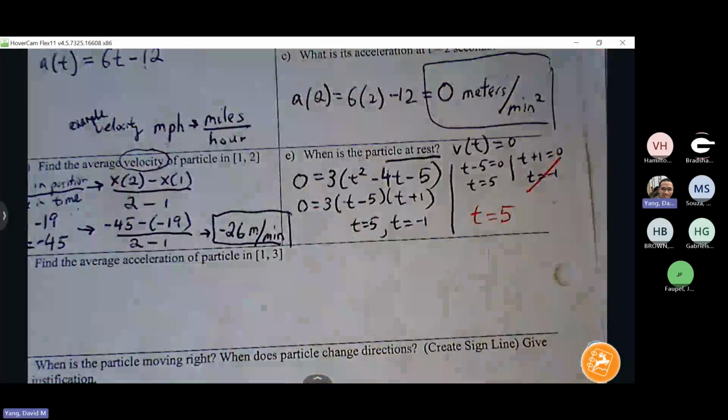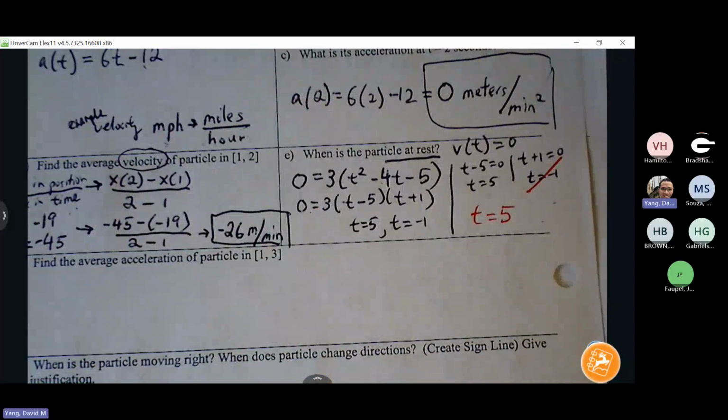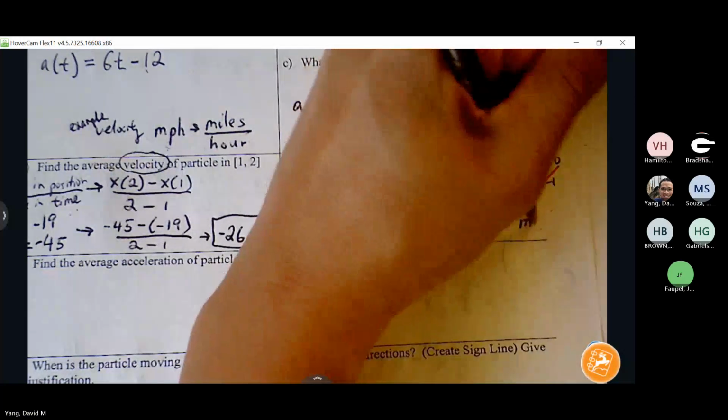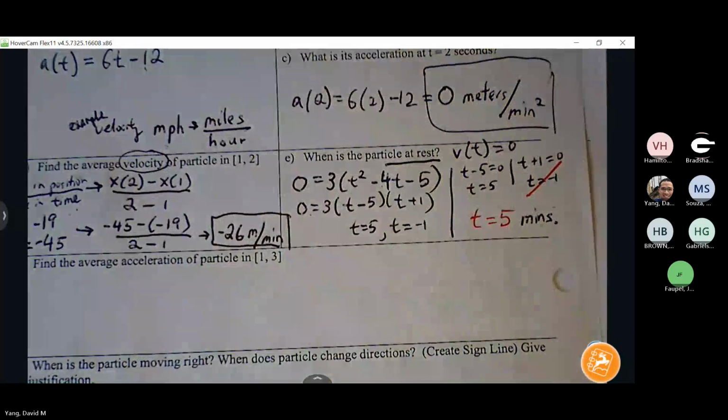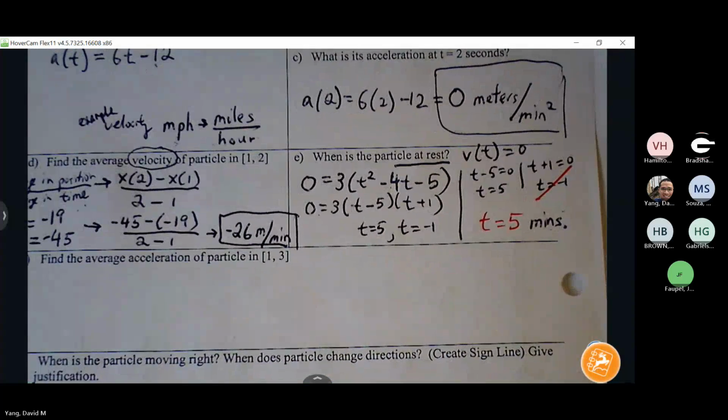And what's the unit of measure for 5? Oops, I made a mistake here. 5 what? 5 minutes. Yeah. My key said 5 seconds. Exactly, right. Less than 0, right?